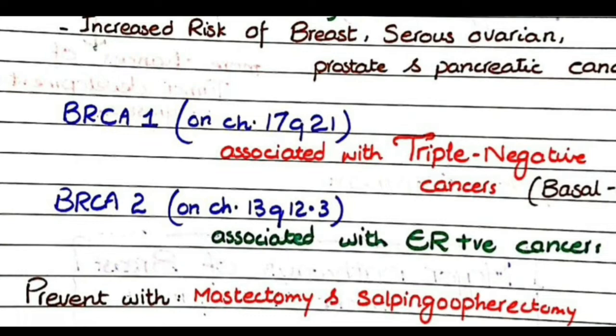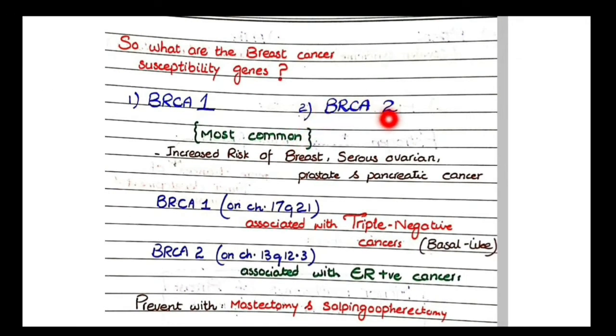Salpingo-oophorectomy: removal of the fallopian tubes and ovaries. Because BRCA1 and BRCA2 mutations not only result in breast cancer, they also result in serious ovarian cancer, which arises from the ovary and fallopian tubes. So in order to prevent the chances of cancers in a person who has inherited one defective allele of BRCA1, we need to undergo mastectomy and salpingo-oophorectomy.